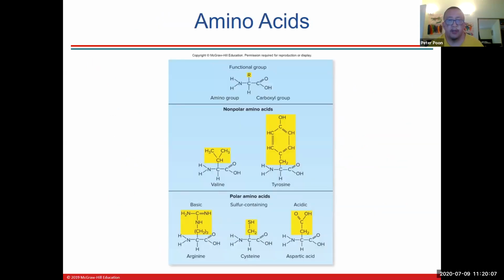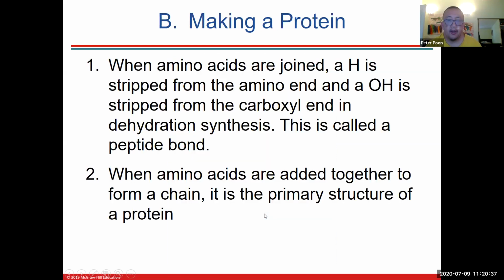So here, this is your typical amino acid. You have a center carbon, a carboxyl group on one end, and an amino group on the other end. This is usually negatively charged, and this is usually positively charged. Then you have a functional group. You can have non-polar functional groups, polar functional groups, and other things.